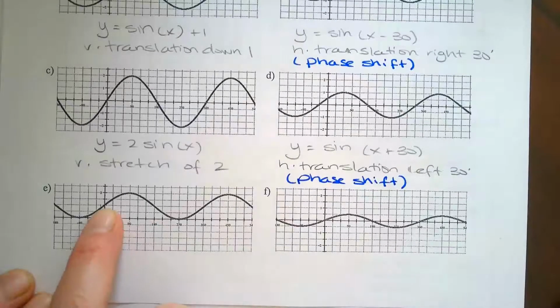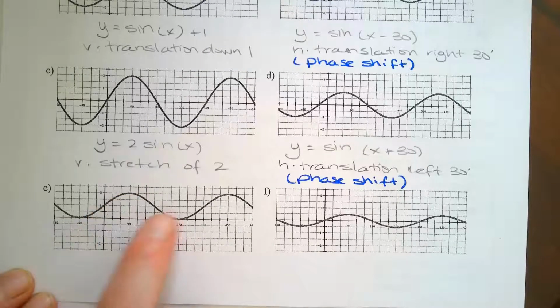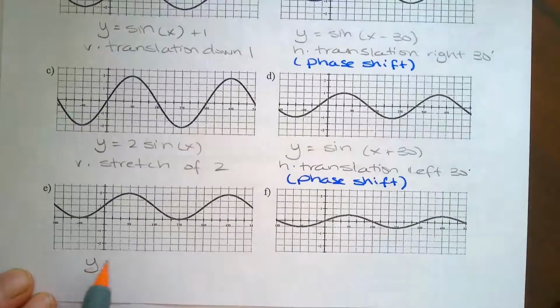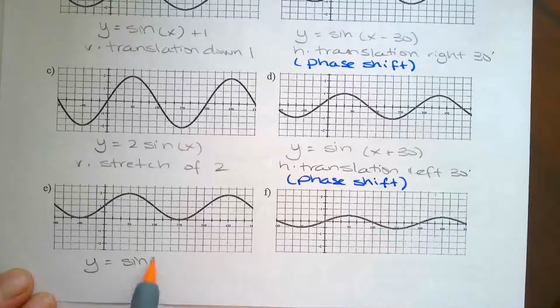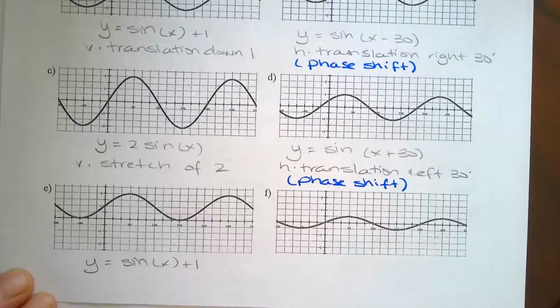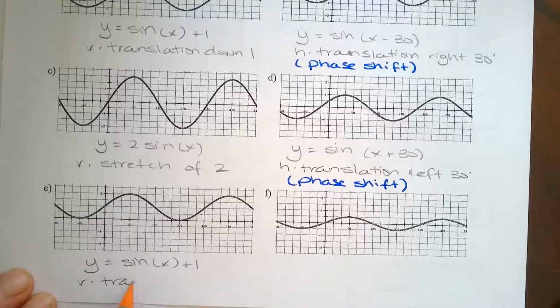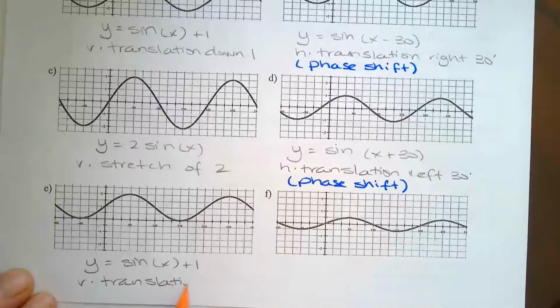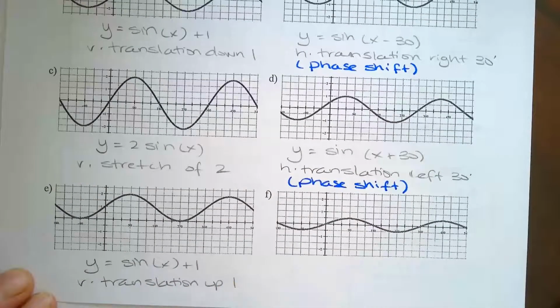This graph has moved up 1. Normally it would be at (0, 0). It's now at (0, 1), and everything has sort of moved up 1. So we could say that this is y equals sine x plus 1. So this will be our vertical translation, up 1.